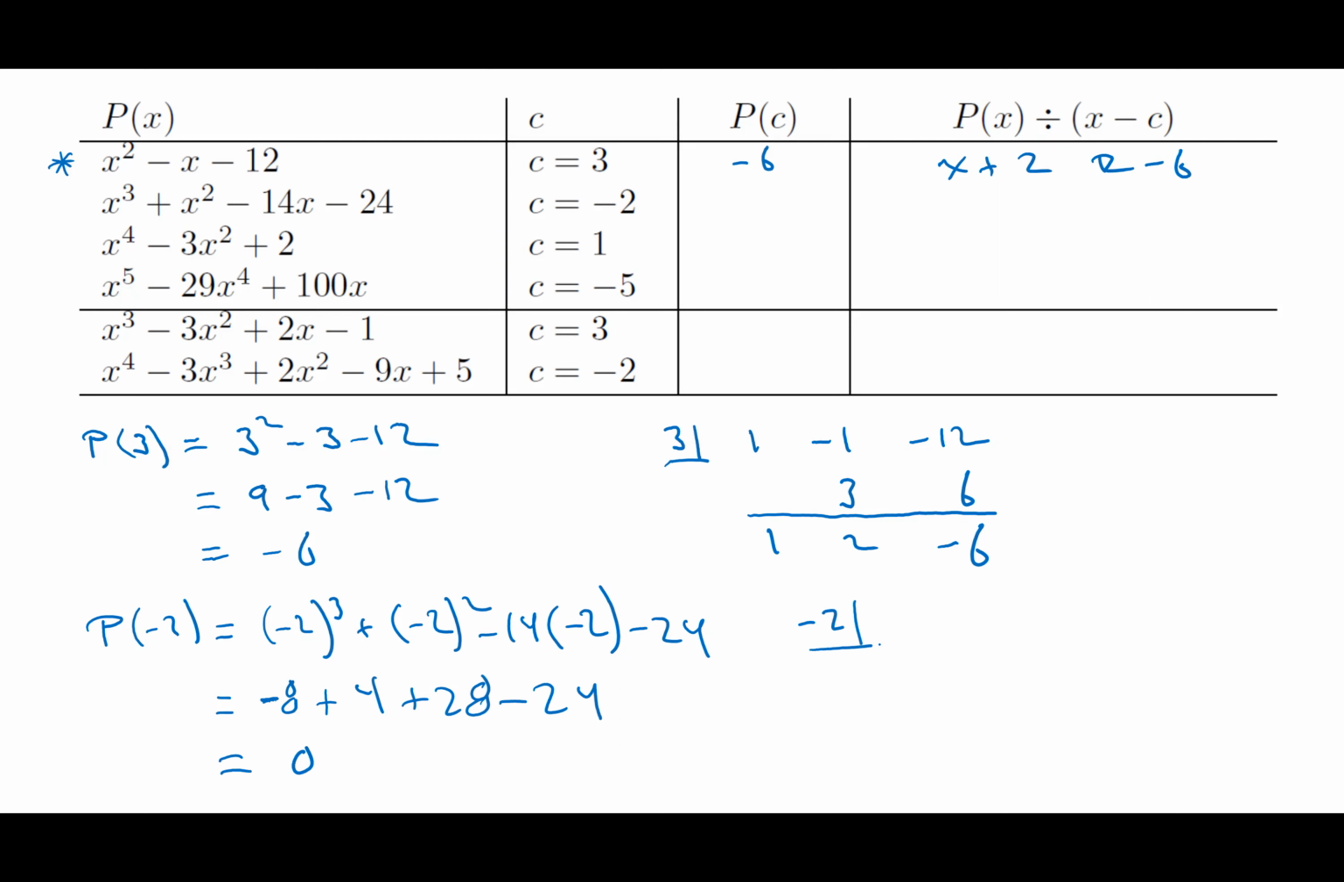Negative 2. And then we've got 1, 1, negative 14, and negative 24. All right. Oh, we get 0. And so P of C is 0. And when we divided, we wound up getting x squared minus x minus 12 with a remainder of 0.